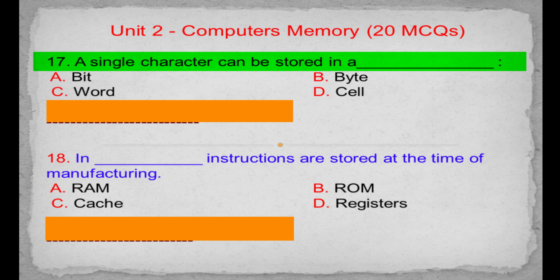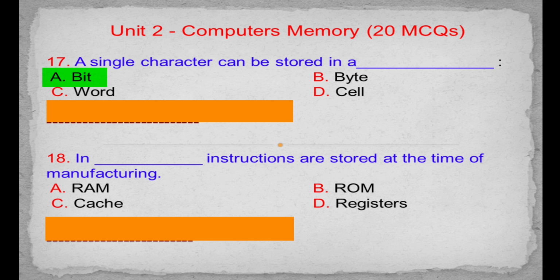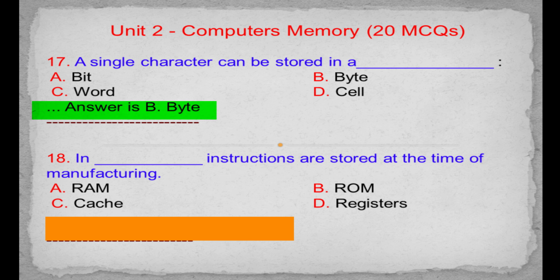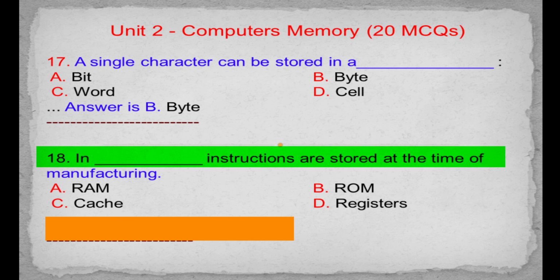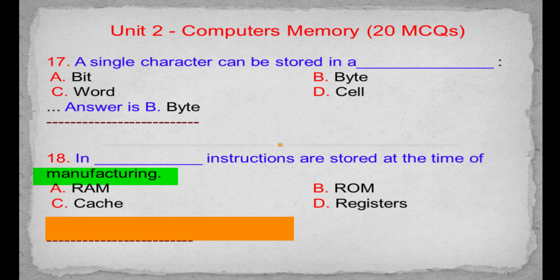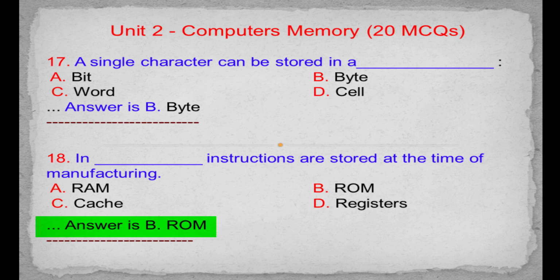MCQs number 17. A single character can be stored in a option A, bit, option B, byte, option C, word, option D, cell. Correct answer is option B, byte. MCQs number 18. In dash, instructions are stored at the time of manufacturing. Option A, RAM, option B, ROM, option C, cache, option D, registers. Correct answer is option B, ROM.